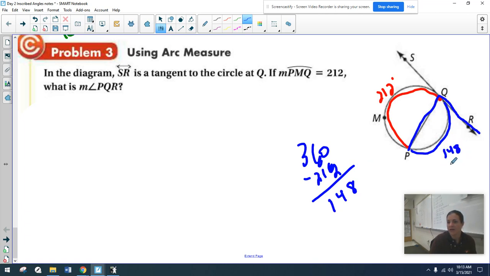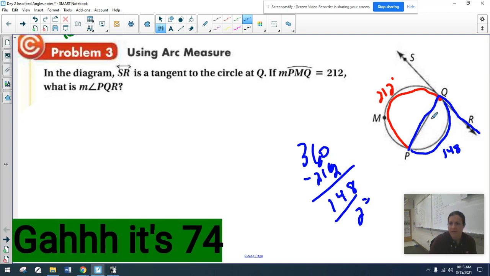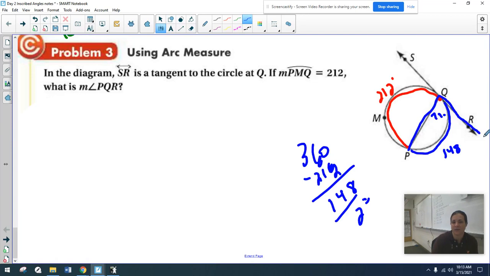If I want the inscribed angle, I cut that in half, and that's going to give me a decimal. Unless I added wrong, no, that's right, 360. So that's going to give me 71 point something. I'm just cutting the 148 in half because that's the arc that belongs to that angle right there.